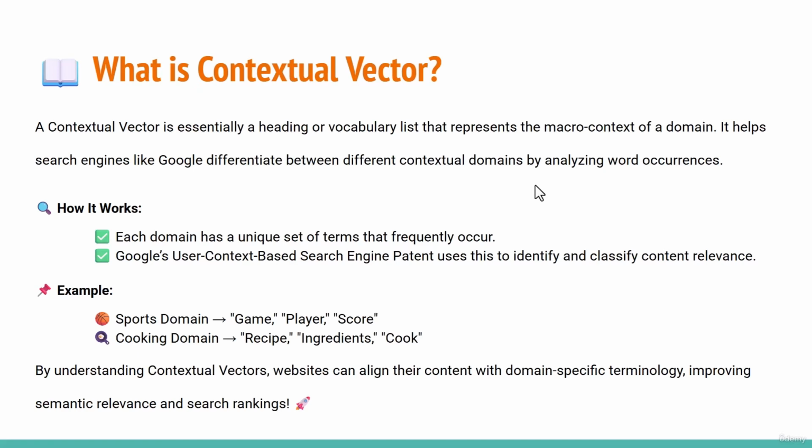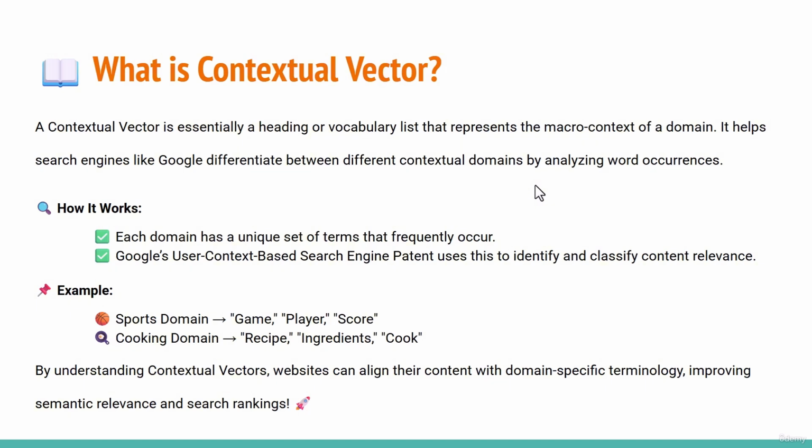Hello. In this video, we will learn what a contextual vector is. A contextual vector is basically a vocabulary list that represents the micro context of a domain. It essentially helps the search engine differentiate between various contextual domains by analyzing word occurrence. This means that by using the words that have been employed, it determines which contextual domain they belong to.